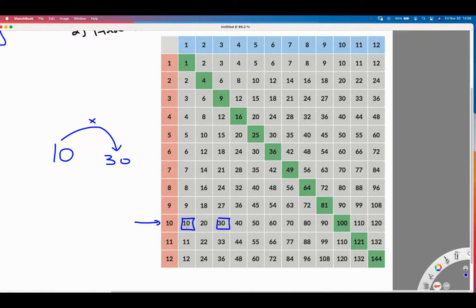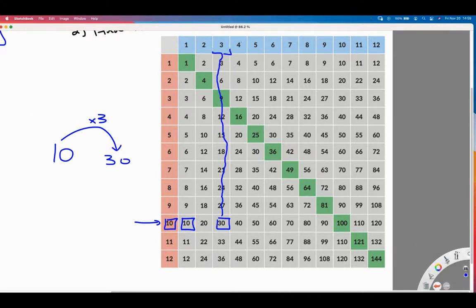So if we start at 10, in order to get to 30, we must take a look at the very top of this multiplication chart to find what we multiply by. And it would be that 3 term. So 10 times 3 would get you to 30.